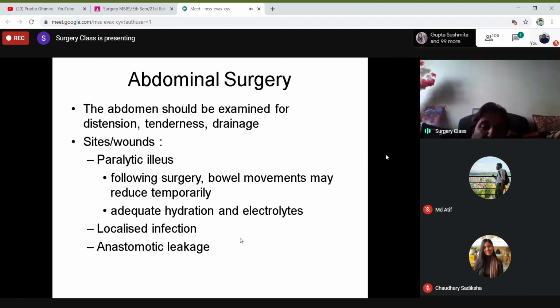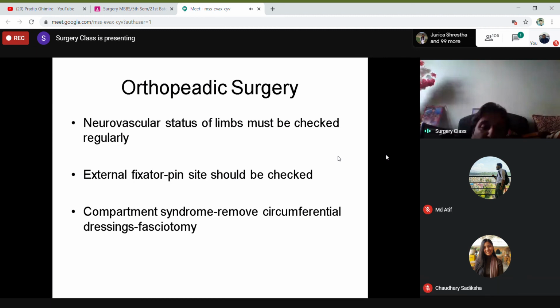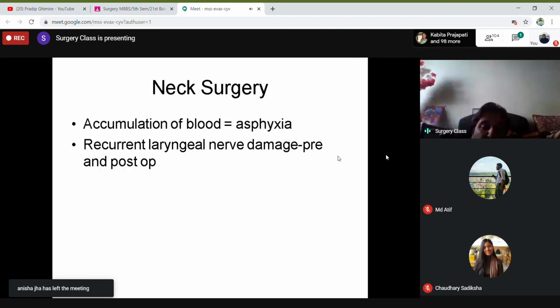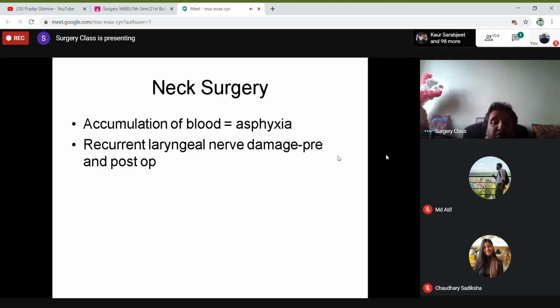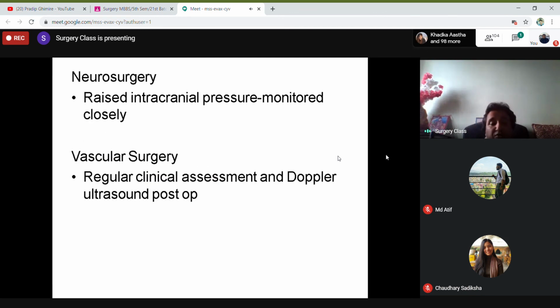In abdominal surgery, on the first post-operative day the patient will have paralytic ileus, and sometimes the patient can have wound infection, that is after 48 hours, and anastomotic leakage is usually seen on the 6th or 7th day. In orthopedic surgery, check the neurovascular status of the limb, the external fixator site, and compartment syndrome. The next could be accumulation of blood, as I told you in thyroid surgery, and nerve palsy. In thoracic surgery, you have to do continuous ECG monitoring and see the chest drain. Look for any evidence of pneumothorax or pleural effusion.